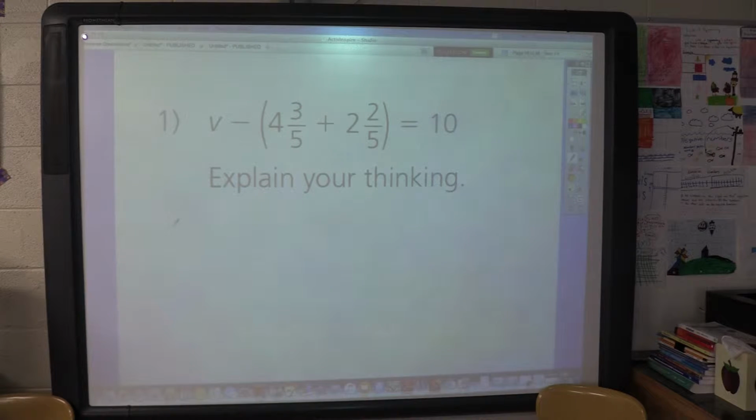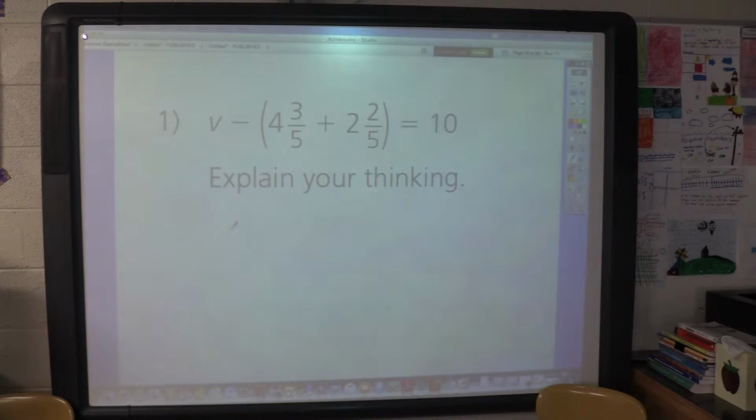Okay, here we have a problem where we're going to try to figure out what is the value of this variable right here. We have v, and we need to figure out what the value of v is. As I go through my process, I'm going to be explaining my thinking as I go. Now, the math practice that I want to use on this one is number 7.